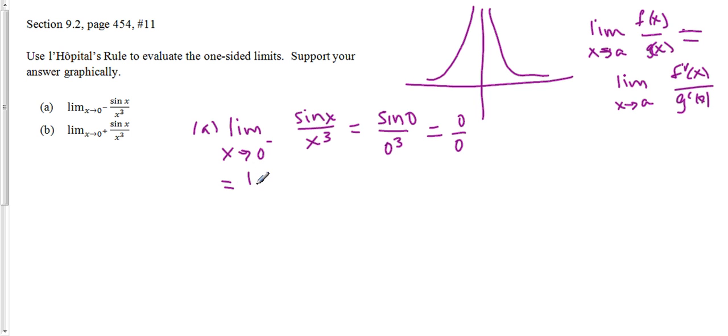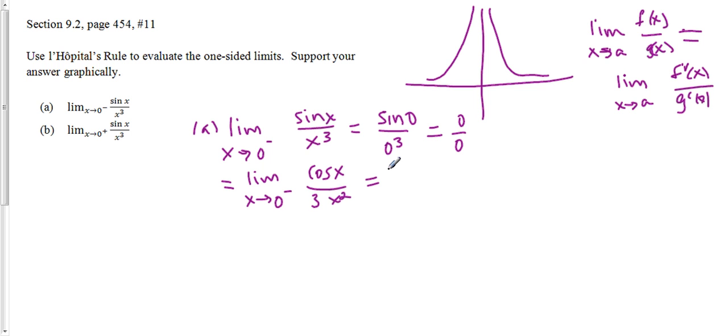So this is going to be equal to the limit as x goes to 0 from the negative side. And when I take the derivative of sine x, what do I get? Well, I get cosine x. And we're going to remember that we take the derivative of the numerator separately from the derivative of the denominator. And what do I get when I take the derivative of x cubed? I get 3x squared. And my next step is always to go back and try substituting in and seeing if applying L'Hopital's rule just once is able to resolve my issues.